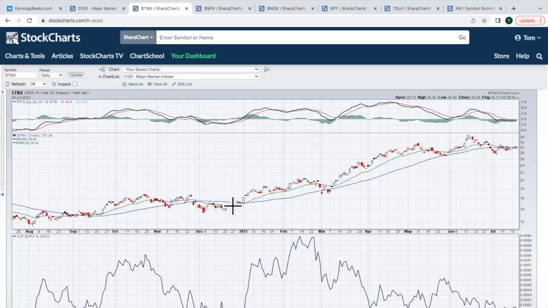The problem was this rotation and this movement out of bonds, which was sending the yields higher, I believe was much more due to inflation than it was to the economy. I mean, it has little to do with economic expansion. We're looking at a potential recession. I think we're in one. So yields are going up not because of a strong economy. Yields are going up because of inflation. That's not a good reason for banks to make money.